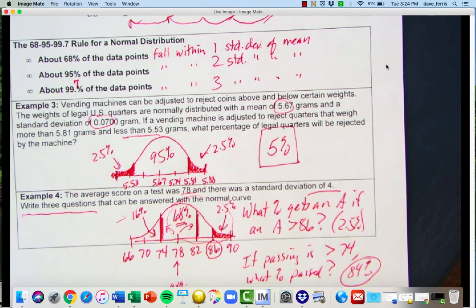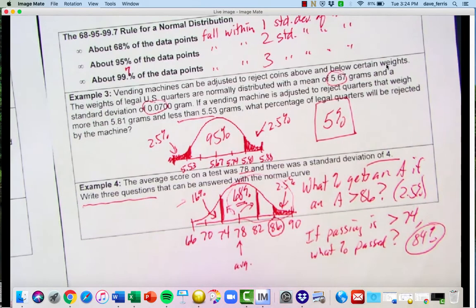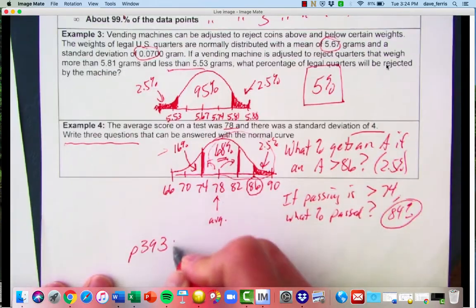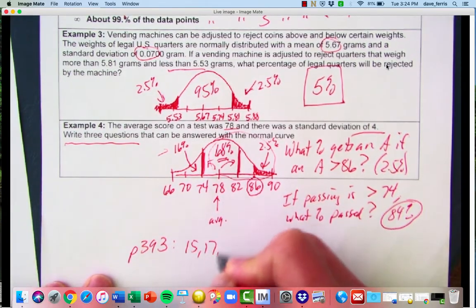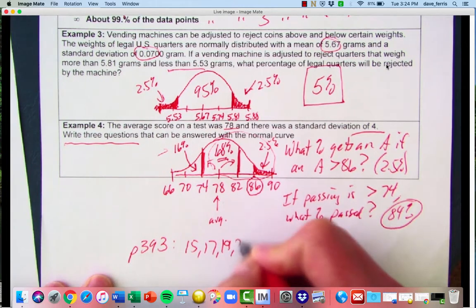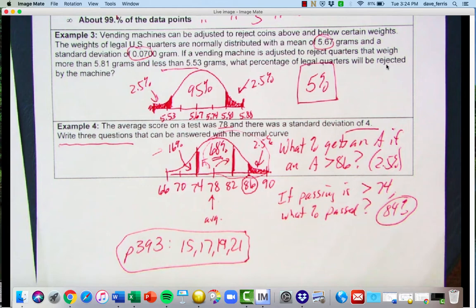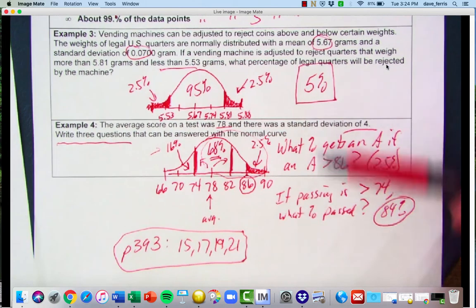So your homework is going to be page 393, problems 15, 17, 19, and 21. I think this will be on Canvas too, but I thought I'd write it down here. Those are your 4 practice problems, and many of them are just very similar to the ones we just did here. So good luck with that.